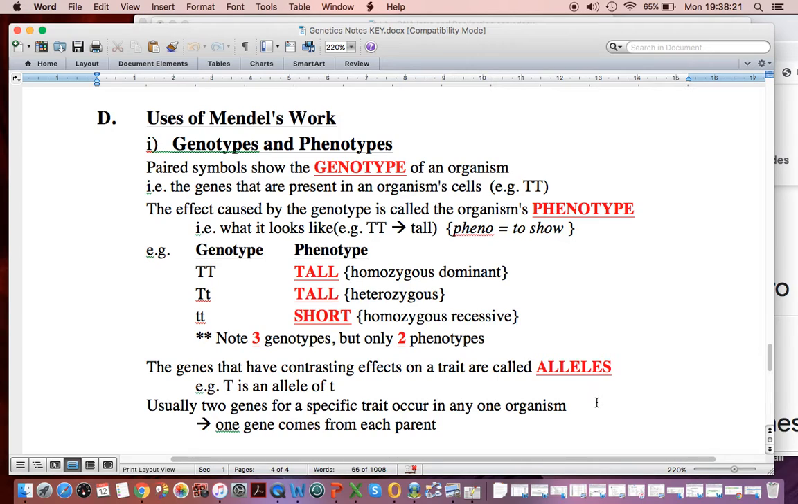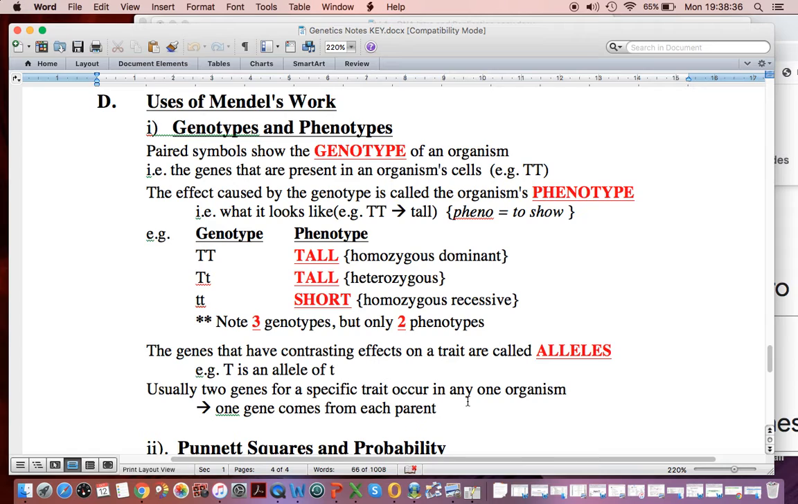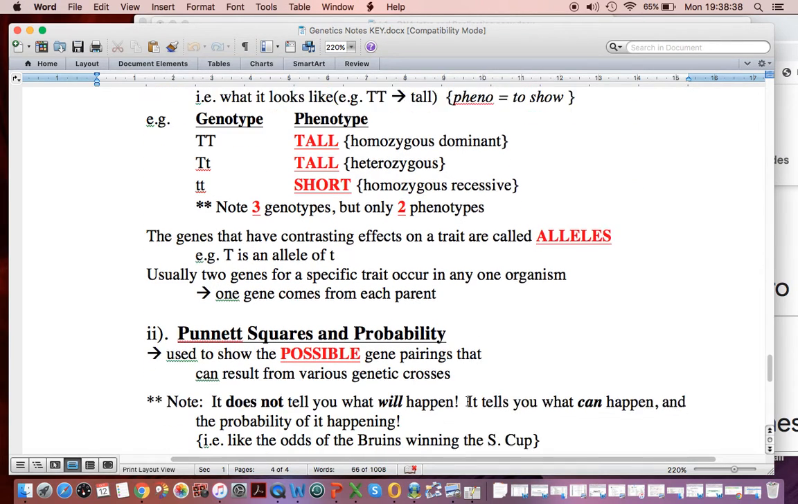The genes that have contrasting effects in a trait are called alleles. So alleles, in a sense, is just another word for gene, and often we'll use the word allele or gene to mean very similar things. We will get into more exotic genetics, but we're going to start with simple stuff.